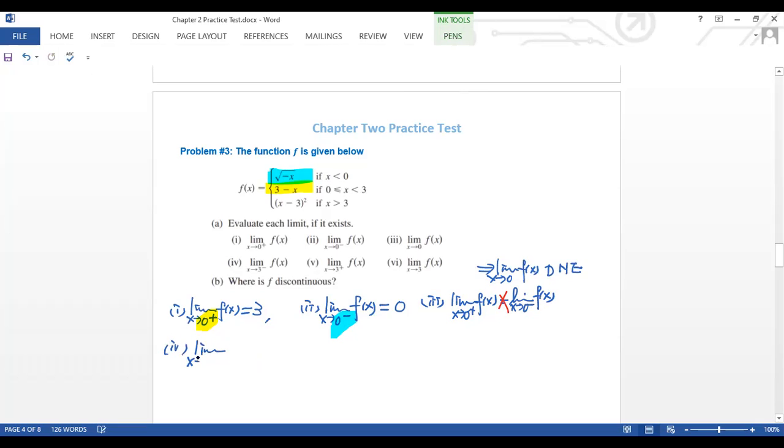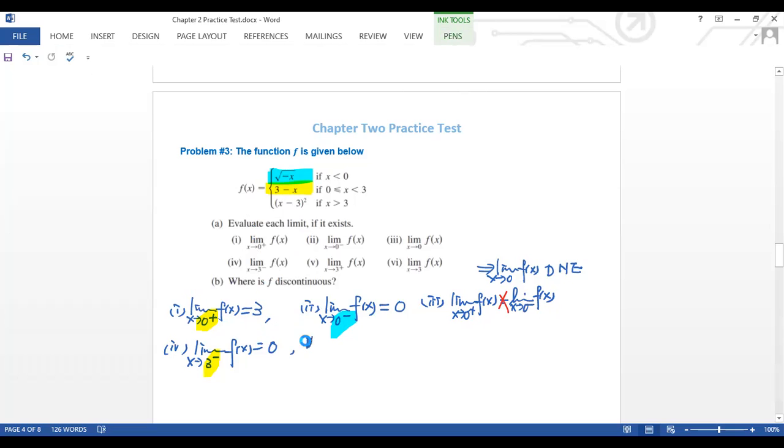The limit as x approaches 3 from the left-hand side. That means it's less than 3. So where is it less than 3? Here, right? So I use this one here. When you put the 3 there, what do you get? You get 0.